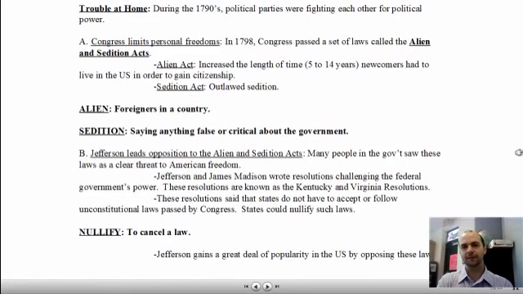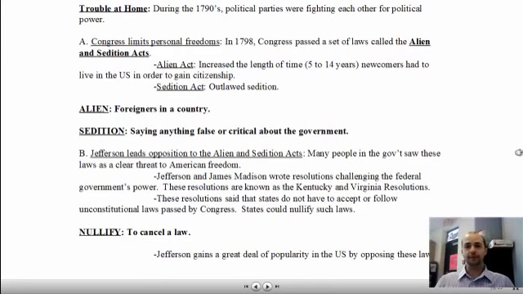Basically, it made it so newcomers couldn't vote, and so the politicians could silence immigrants. And then the Sedition Act, which in sedition is saying anything false or critical about the government, outlawed sedition. Well, that meant, just imagine that. It limited the voice of people. So Jefferson and others that were really interested in personal freedom, they got really nervous about this.